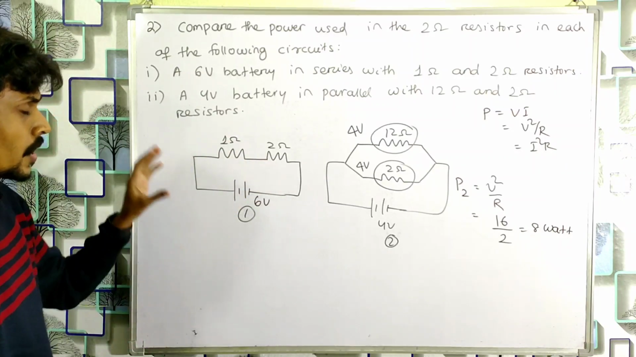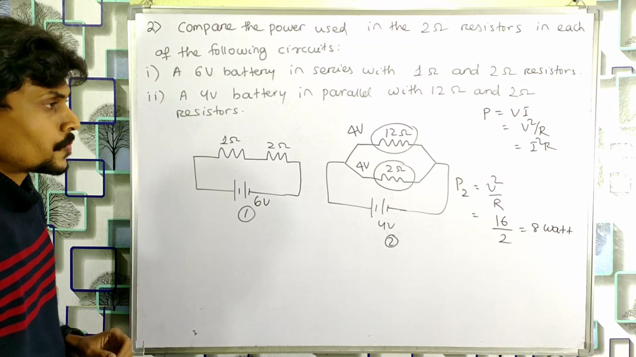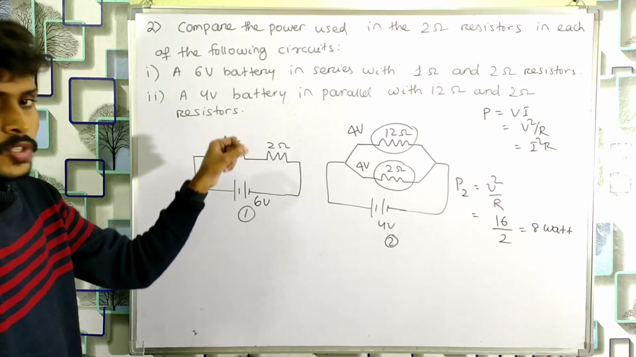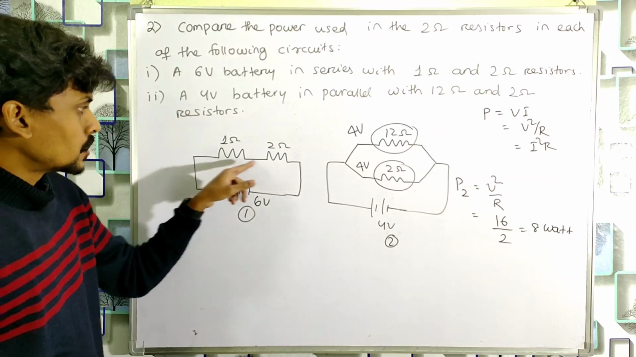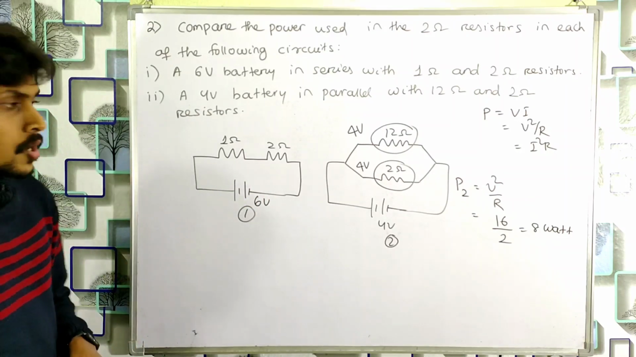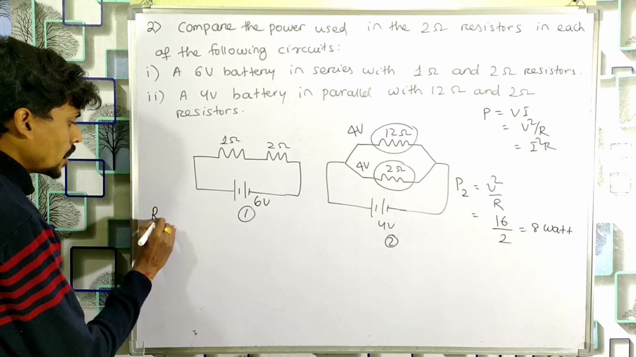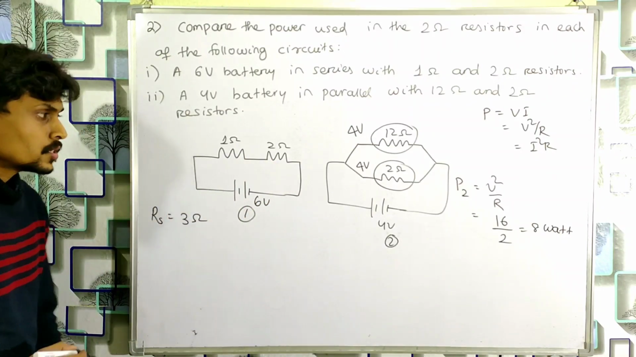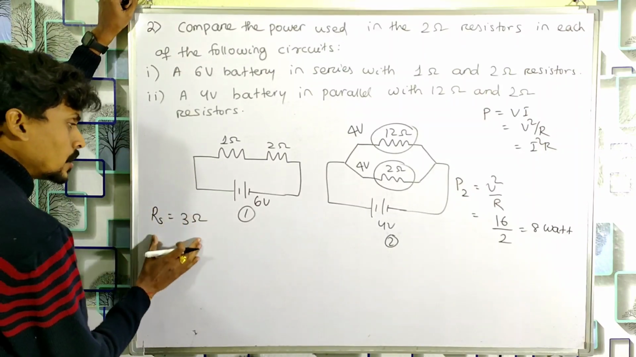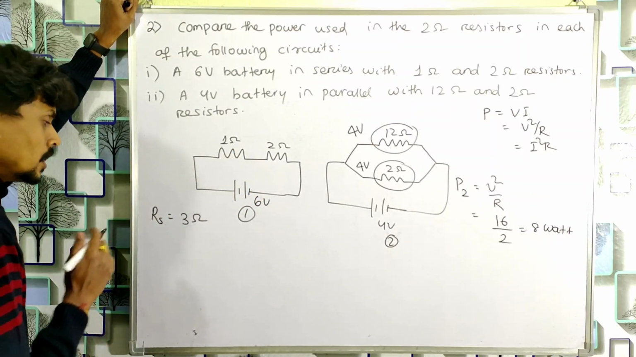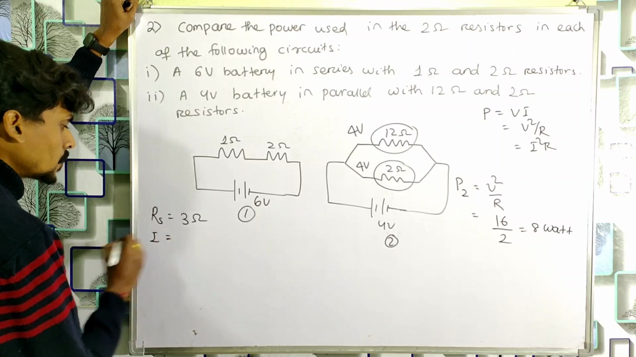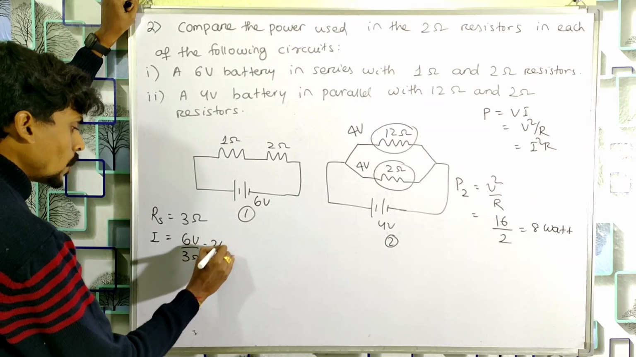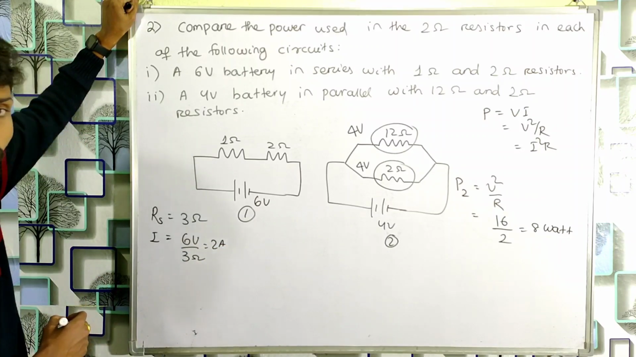So we can calculate the total resistance of the circuit. Since they are in series, the total resistance of the circuit is how much? Rs equal to 1 ohm plus 2 ohm equal to 3 ohm. So 3 ohm is the total resistance of the circuit. Then what is the current in the circuit? Current is 6 volt by 3 ohm, that equal to 2 ampere. 6 volt by 3 ohm equal to 2 ampere.